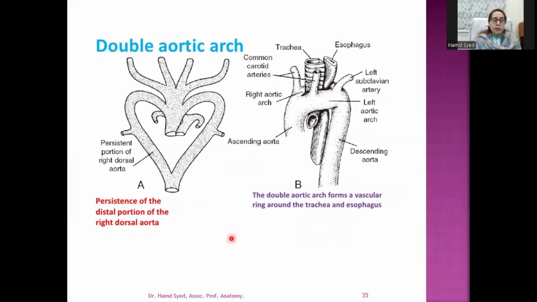There's another congenital birth defect which can occur, that is the double aortic arch. This occurs due to the persistence of the distal portion of the right dorsal aorta. If you recall, during normal development, this part was going to be obliterated, but if it doesn't disappear and it persists, it can cause a double aortic arch. This double aortic arch can form a ring around the trachea and esophagus, and then cause pressure effects because of compression of the trachea and esophagus.